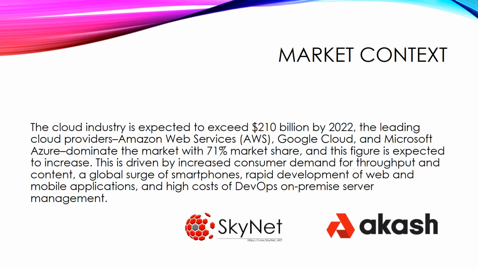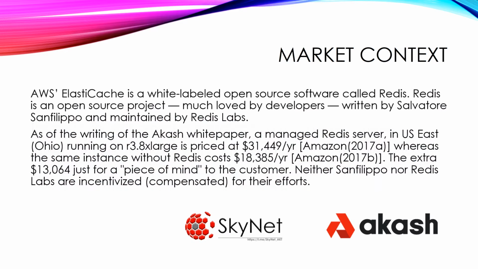The other questionable, and appearance of unethical, conduct by Amazon's AWS is found in its use of open source projects. AWS uses open source projects to make lots of money while not compensating the brilliant minds behind them. For example, AWS's ElastiCache is a white-labeled open source software called Redis. Redis is an open source project much loved by developers, written by Salvatore Sanfilippo and maintained by Redis Labs.